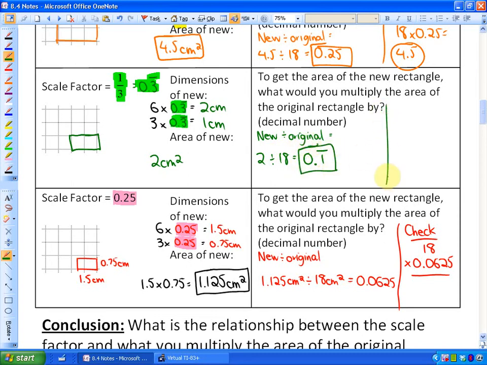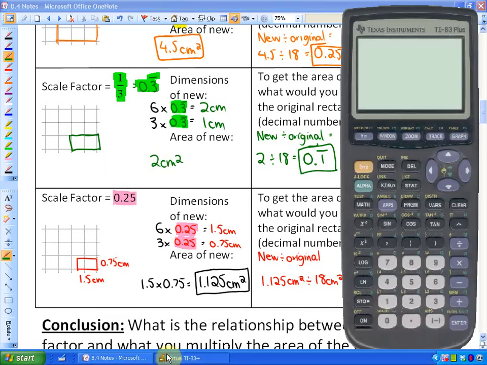Okay, you could also check that. If I do 18 times 0.1 continued, do I get the area of 2? And I will. Okay, so 18 times 0.1 continued, and I will get 2.